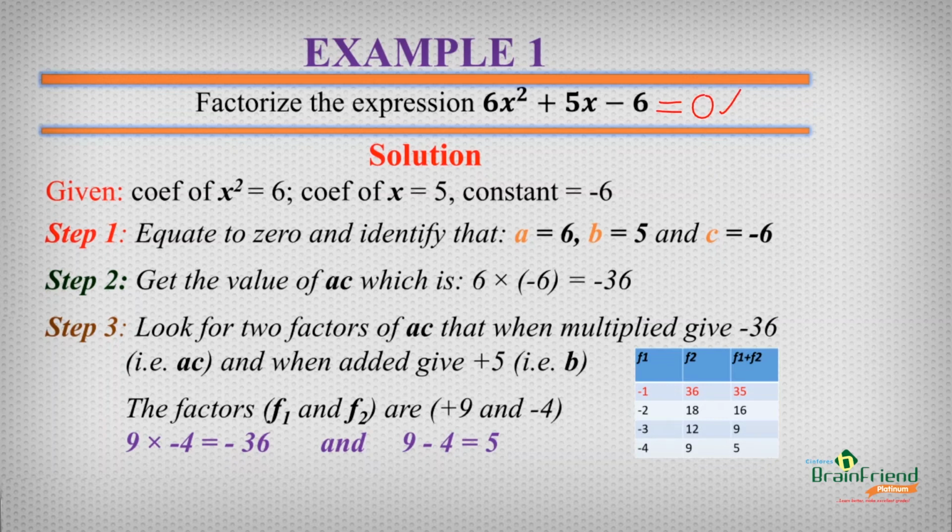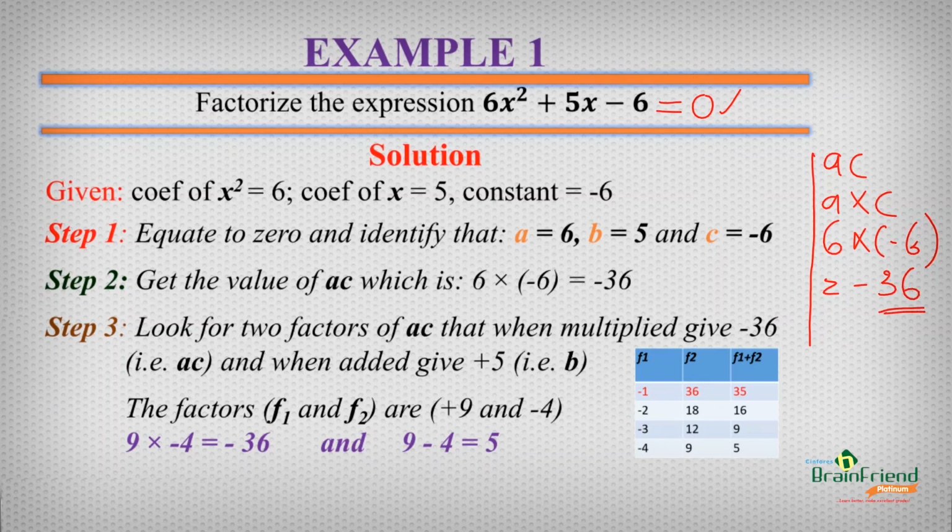Step 2, get the value of AC, which is 6 times -6, and that will be equal to -36. Look at this. We said initially that our first step would be to get AC, which is by multiplying the value of A times the value of C. In this case, our A is 6, and then our C is -6. By multiplying both, we get the -36 that you can see.